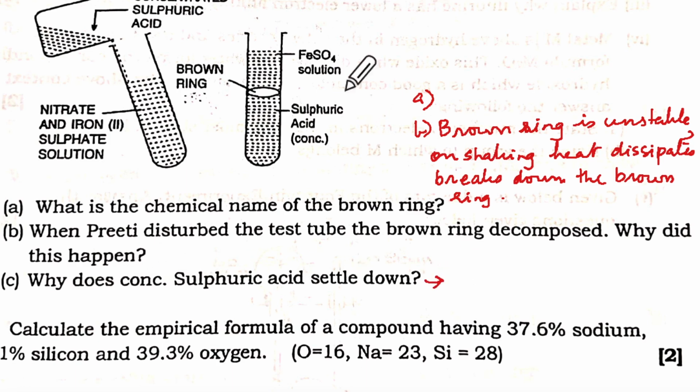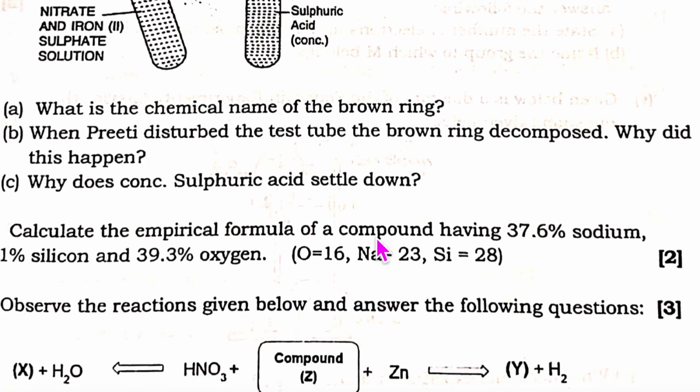Why does compound sulfuric acid settle down? It is heavier than FeSO4. This was common sense. This is where many of you had a problem.